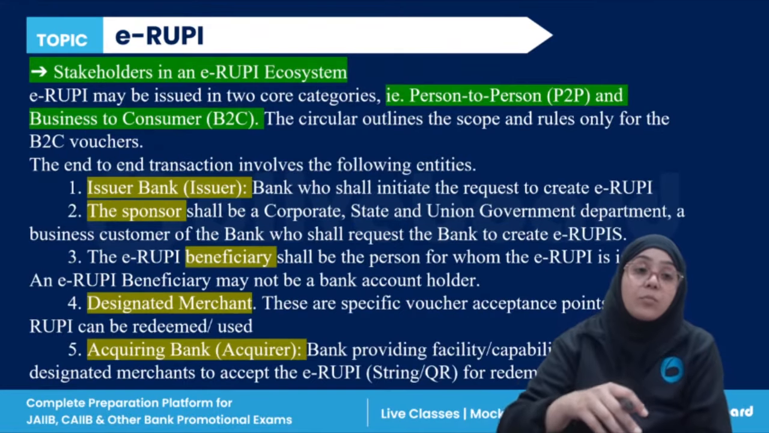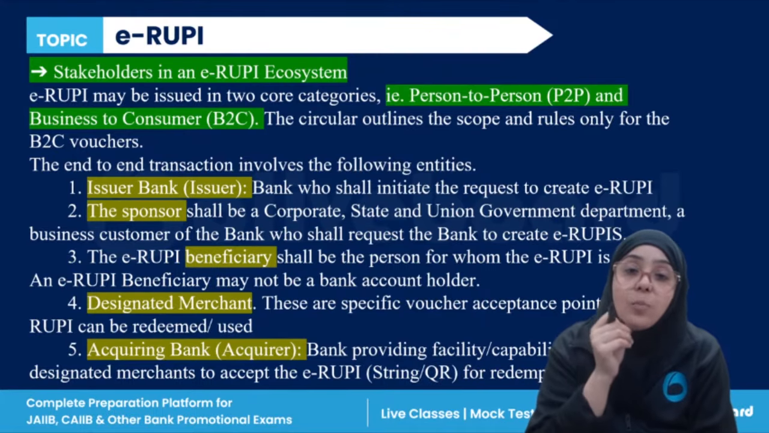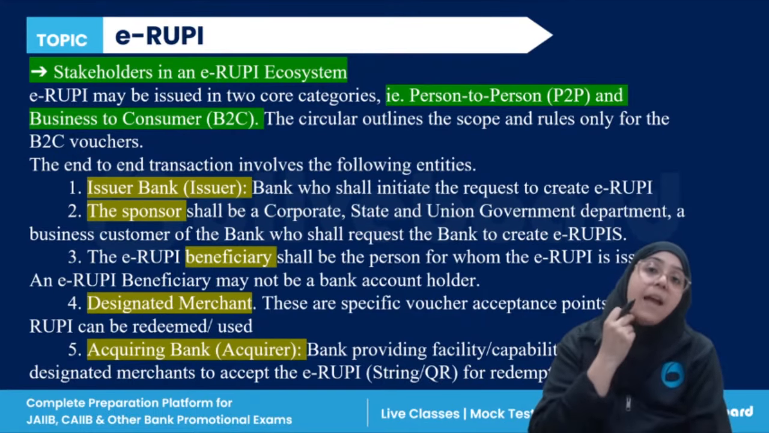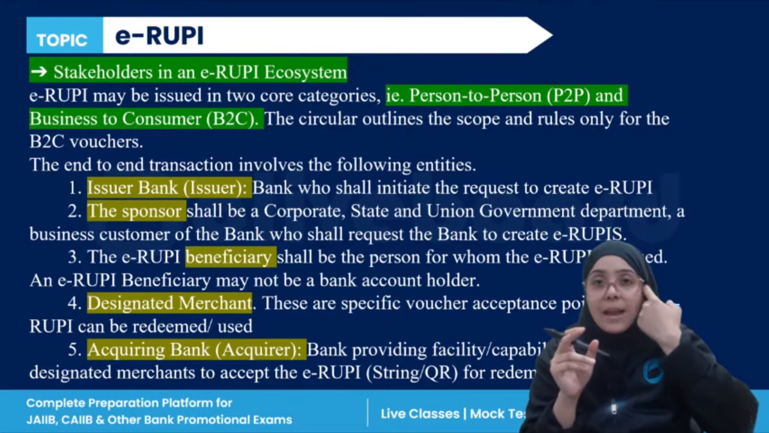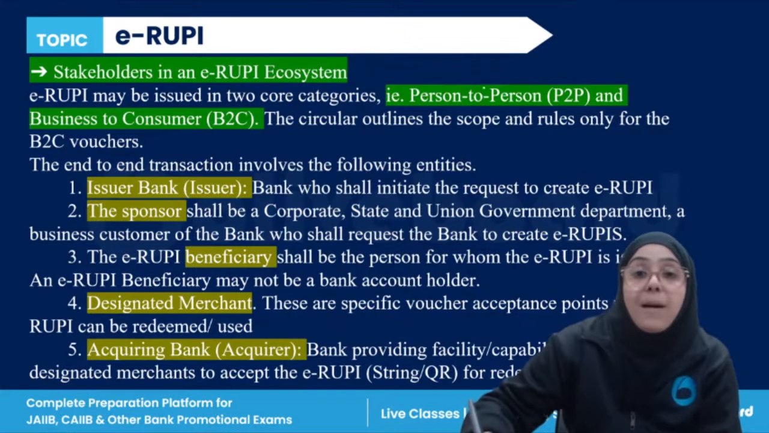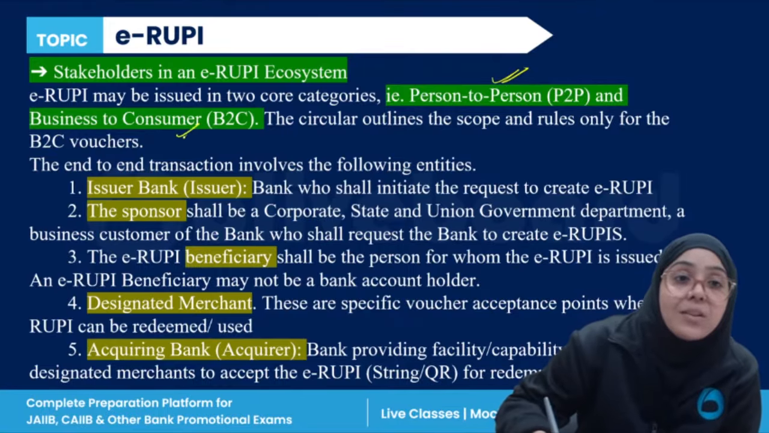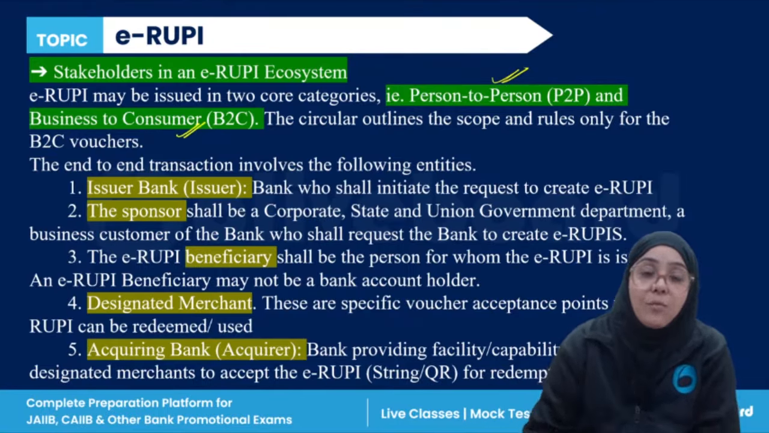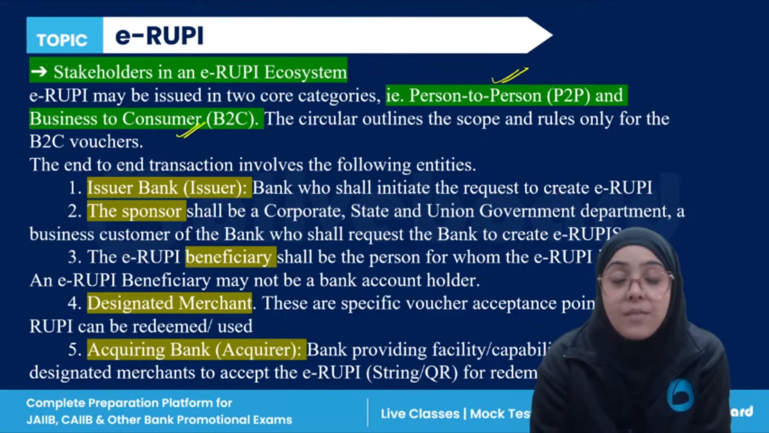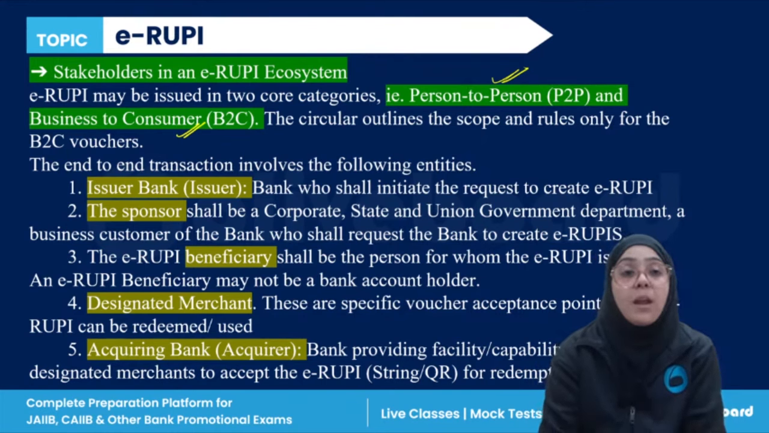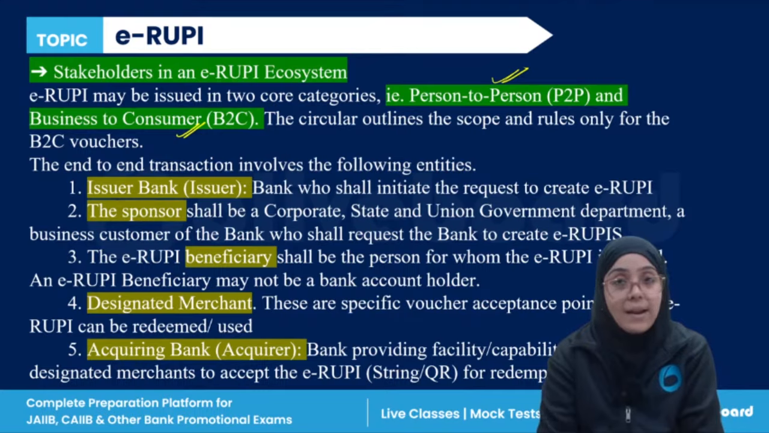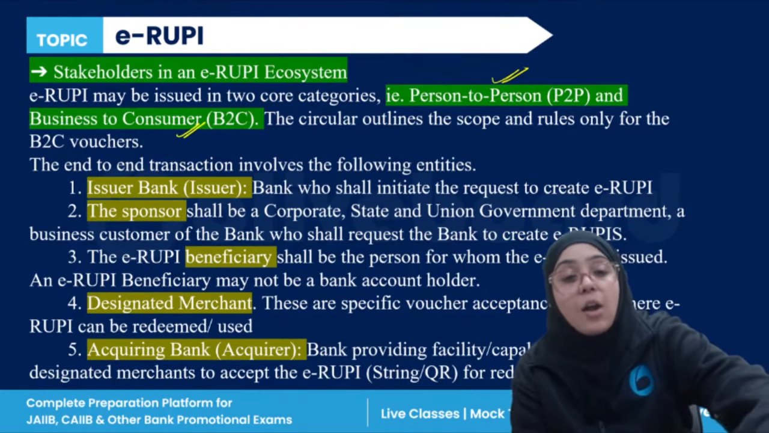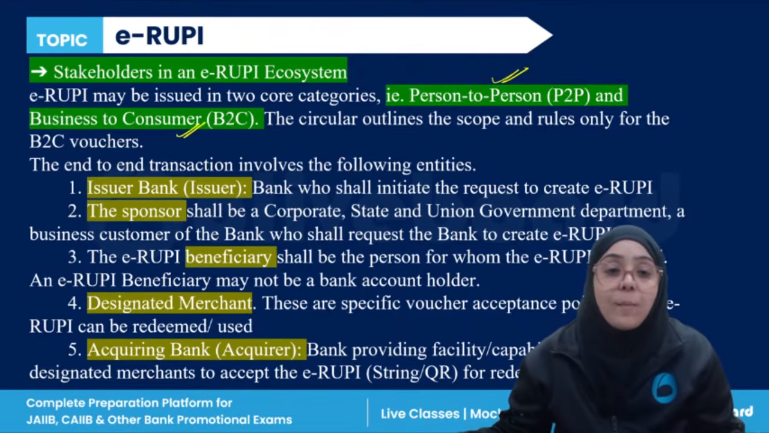Right? Who are there in the e-rupee ecosystem? So e-rupee can be issued in two core categories: person to person category and business to consumer category. So if we talk about the e-rupee system, they can be issued in P2P, they can be issued in business to consumer, right, everyone? So now who are involved in a P2P transaction?